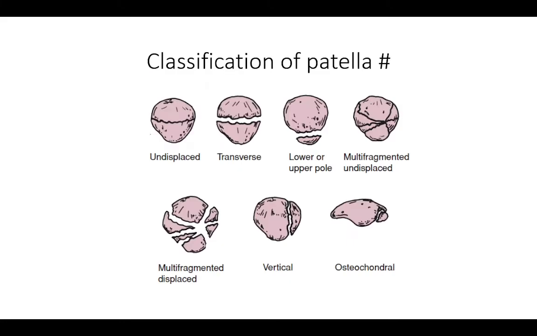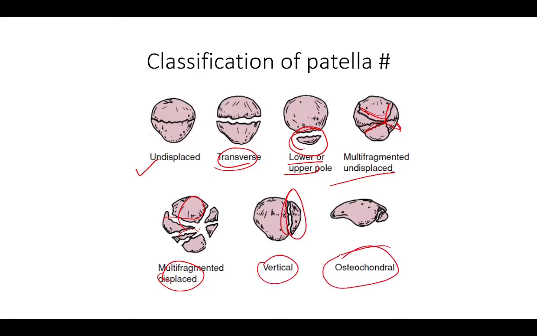Fractures of the patella can be classified based on the morphology of the fracture patterns. They can be an undisplaced fracture, a transverse fracture, a lower pole fracture, which you can see here, multifragmented fragments which are undisplaced, multifragmented fragments which are displaced, vertical fracture patterns, or an osteochondral fracture pattern.